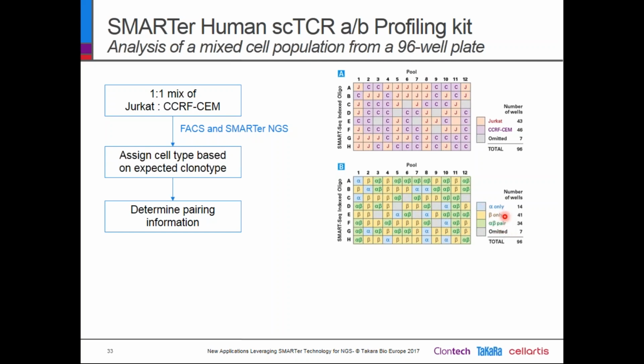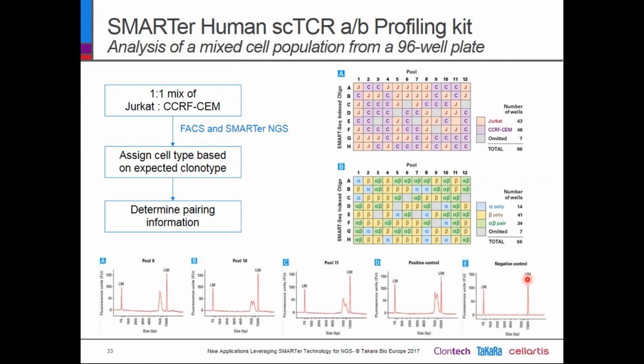It's usually quite common, depending on the cell type, to have a higher expression of the beta chain. This is why it is more abundant than the alpha in this experiment. But we can see that we still have around 40% alpha-beta pairing ratio. And what's interesting is that when we analyze the bioanalyzer profiles of these pools, we can see there are some concordances.